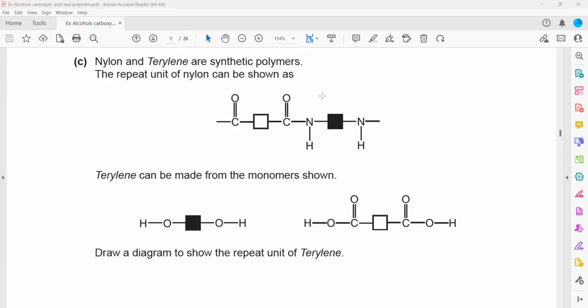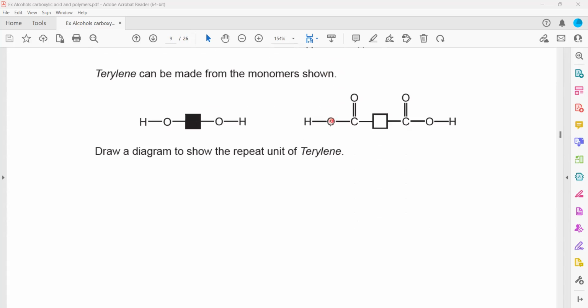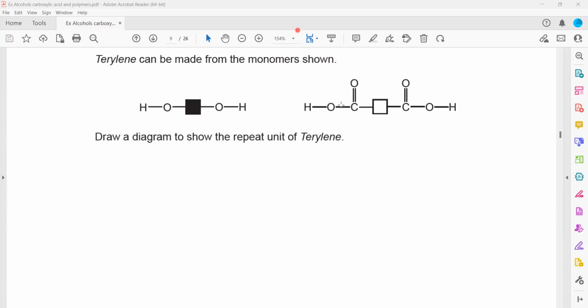Then you can see nylon and terylene are synthetic polymers. Synthetic means man-made polymer. The repeat unit of nylon is shown. You can see nylon, both sides carboxylic group, and amine group: one molecule with both sides carboxylic, another one with both sides amine. Terylene can be made from monomers, as you can see. Draw the structure of terylene. So what we will do, one side, it's up to you, one side you remove H, the other side OH.